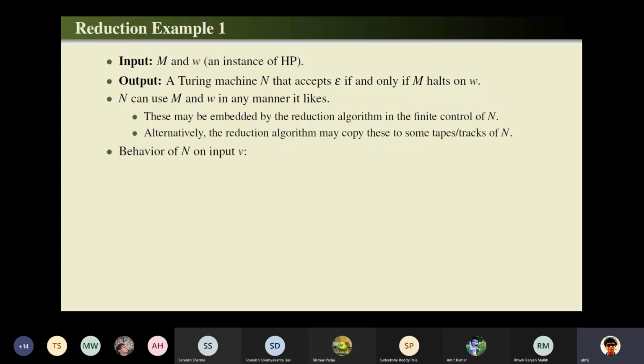Now I have to say how N behaves when it gets an input V. V has nothing to do with W. The question is about the halting behavior of M on W, but N has an independent input. M and W are not part of the input. They are either part of the finite control or written as auxiliary information on a second tape, third tape, something like that.